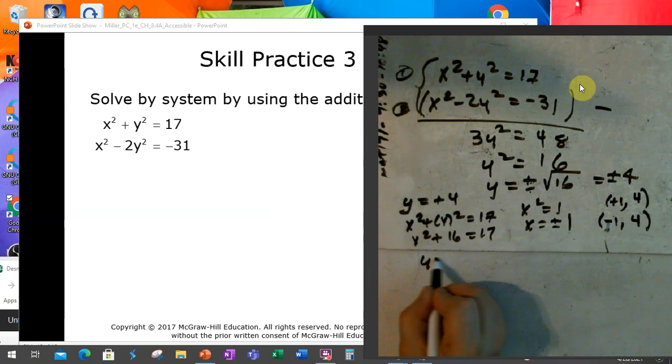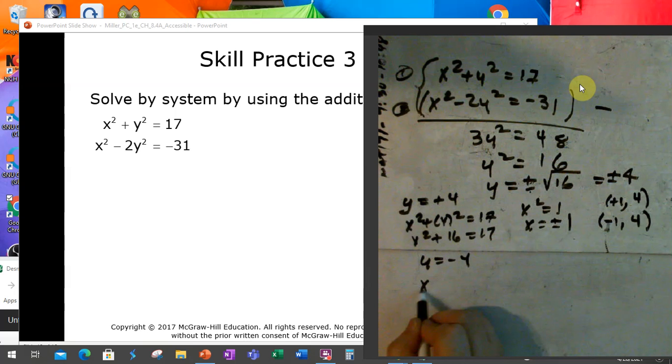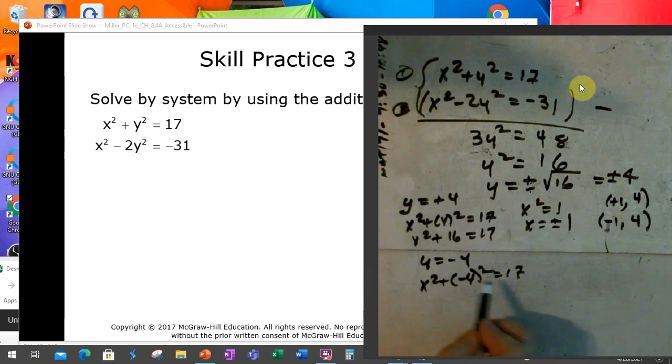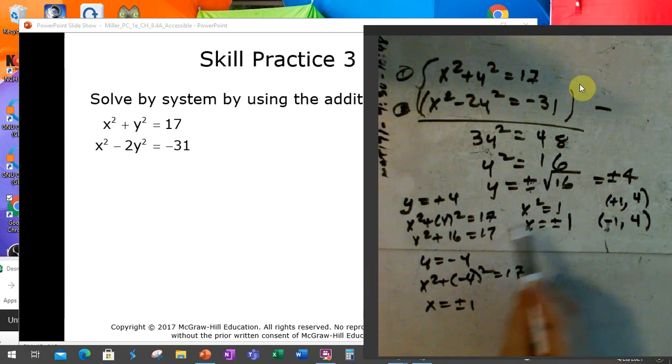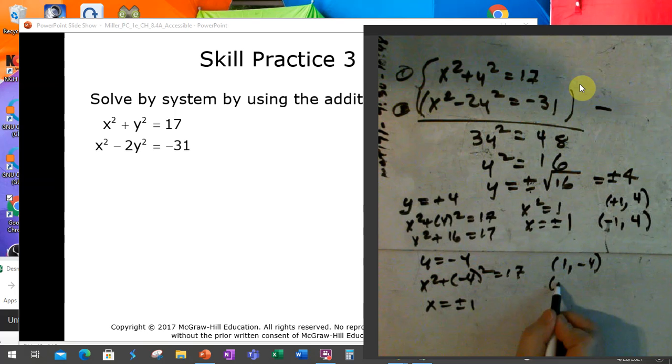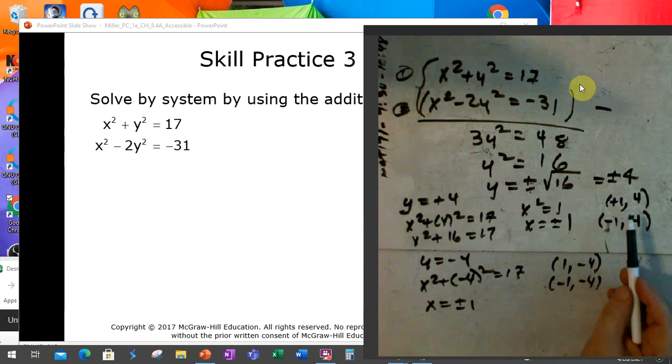Okay, and then I get to do the other one. y is equal to minus 4, and luckily, this squares out to be the very same thing, so I get x is equal to plus or minus 1. This is the very same thing here. So here, plus 1, negative 4, minus 1, negative 4. And those are the 4 solutions: 1, 4, negative 1, 4, 1, negative 4, negative 1, negative 4.